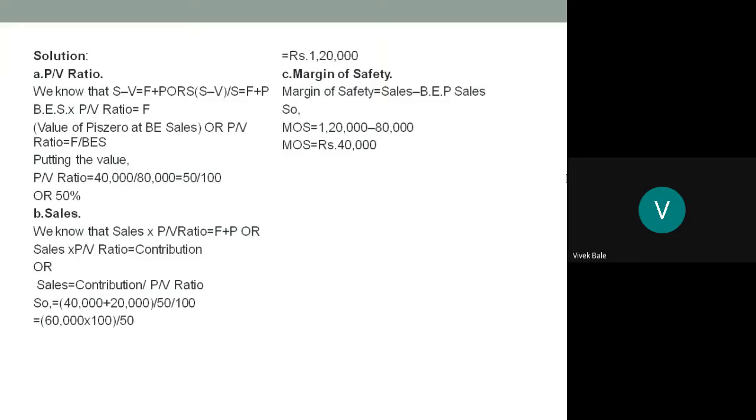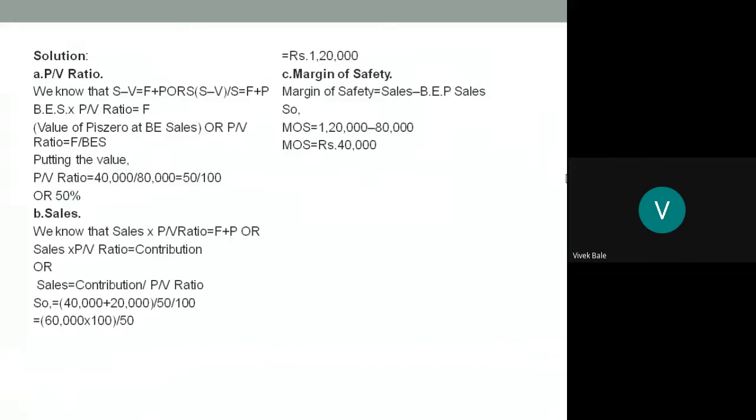See, here also they have given us only three figures, and with the help of these three figures, we are trying to calculate our sales. We don't know the amount of sales. We have not been given sufficient information, but we use simple formulas to calculate our sales figure, because the formula given was sales into PV ratio is equal to fixed cost plus profit. As we don't know the amount of profit, I use the formula sales into PV ratio is equal to contribution.